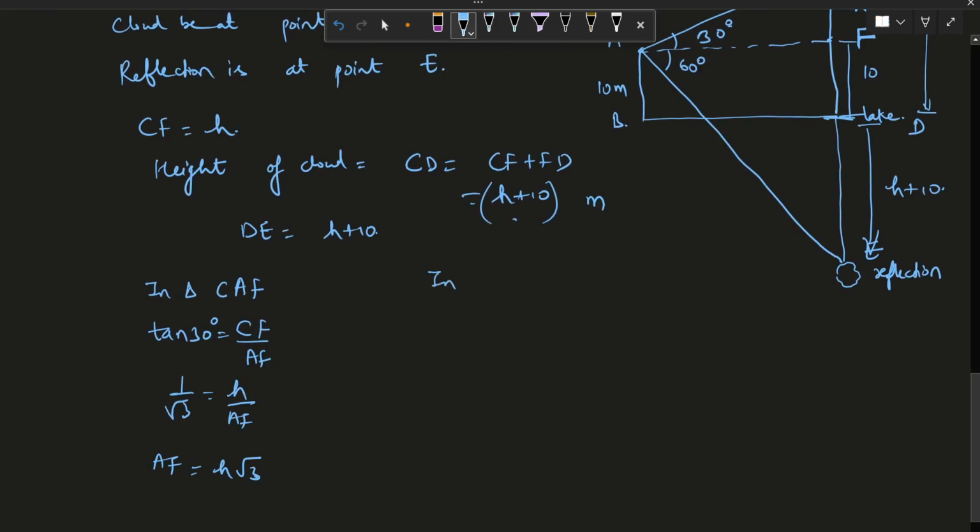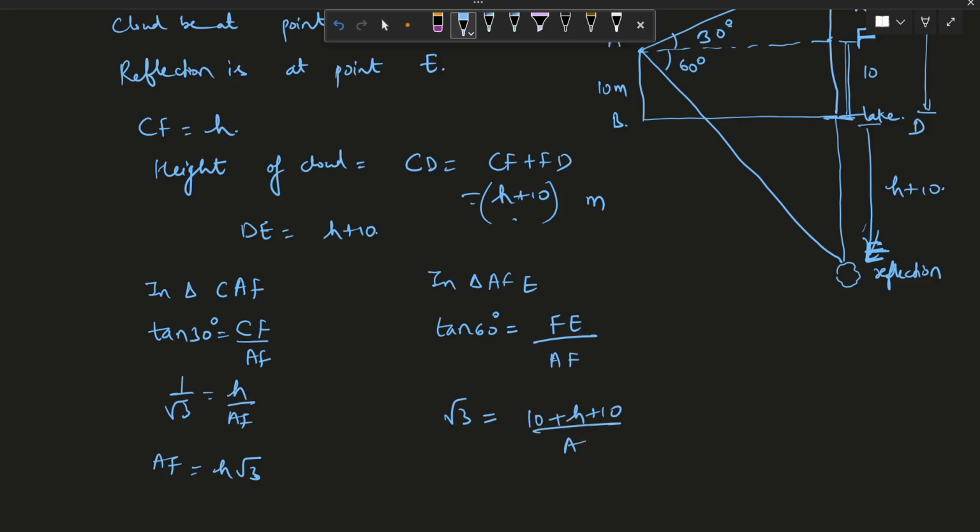Okay, I'll take the big triangle now, triangle AFE. This is E over here. Here, tan 60 degree is how much? Tan 60 will be perpendicular, this FE, by AF. Tan 60 is root 3. How much is FE? FE is the full 10 plus H plus 10, by AF. Okay, so AF will be how much here? 20 plus H by root 3.